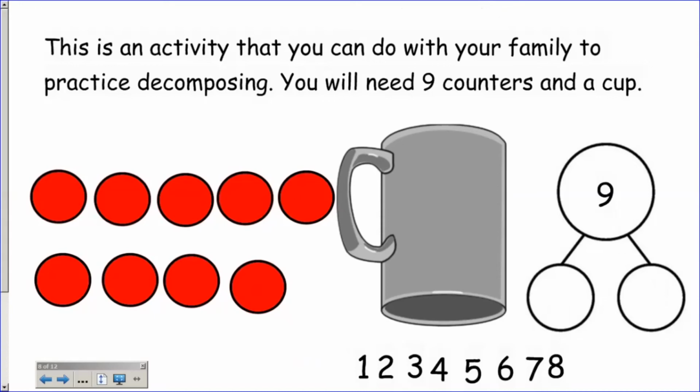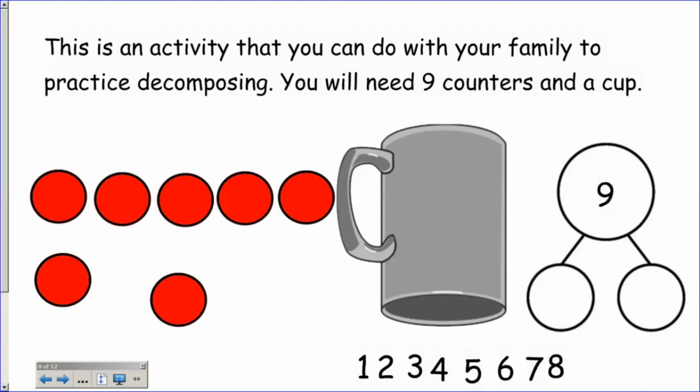Close your eyes. So you would just close your eyes and someone in your family would hide some of the counters under a cup. Great. Open your eyes. The first thing you do is look to see how many counters you have left in front of you. You have a 5 group. So how many counters do you think I hid under the cup? You can see 5.